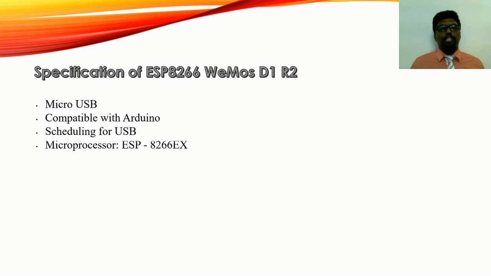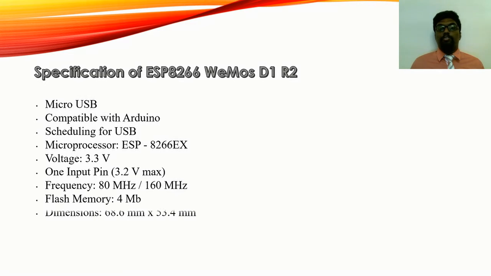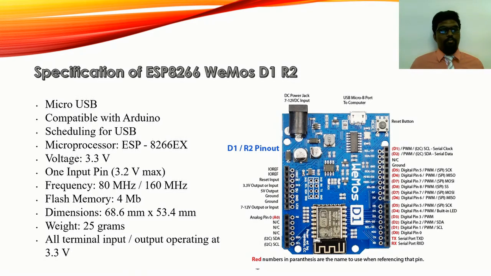The specification of the ESP8266 WMOS D1R2 is that it uses micro USB to transfer the code from the software. It is compatible with Arduino. The microprocessor used is the ESP8266EX. The voltage is 3.3 volts, with a maximum input pin of 3.2 volts. The frequency is 80 MHz to 160 MHz. Flash memory is 4 megabytes.